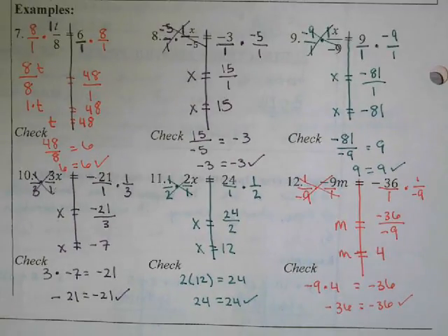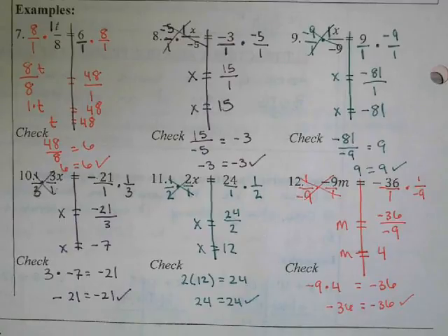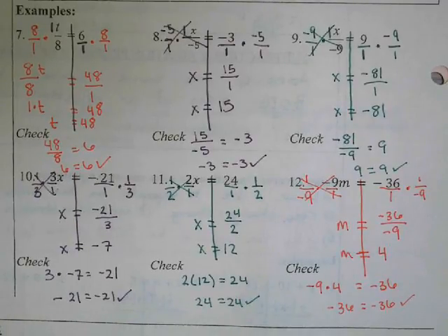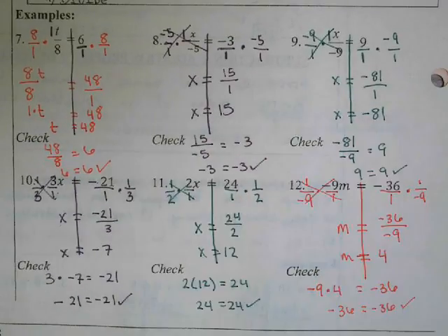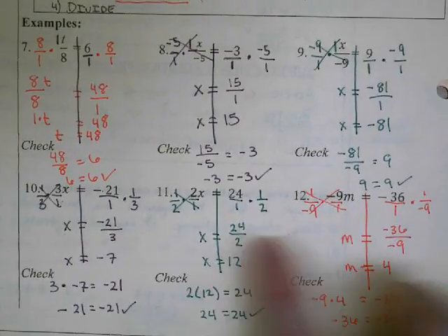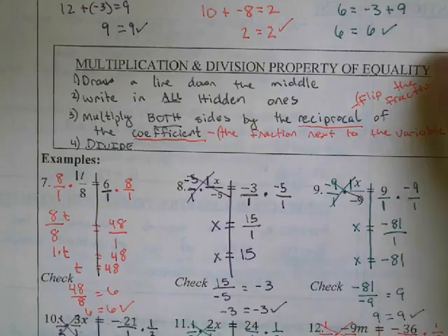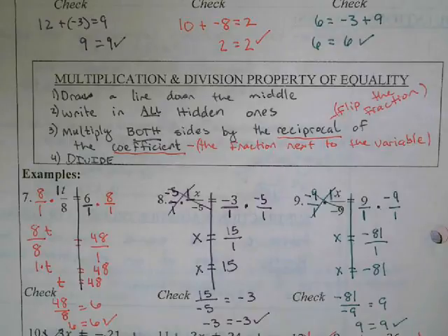So this process is quite similar. The process is similar for all these different kinds of problems if we just follow these steps. It's very straightforward. Draw your line down the middle, write in our hidden ones, multiply both sides by the reciprocal, and then we divide to finish up.